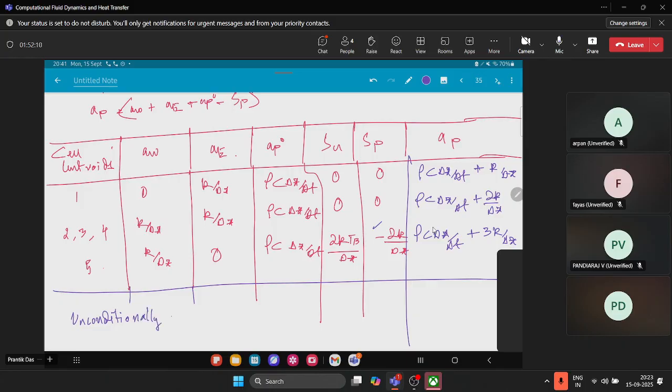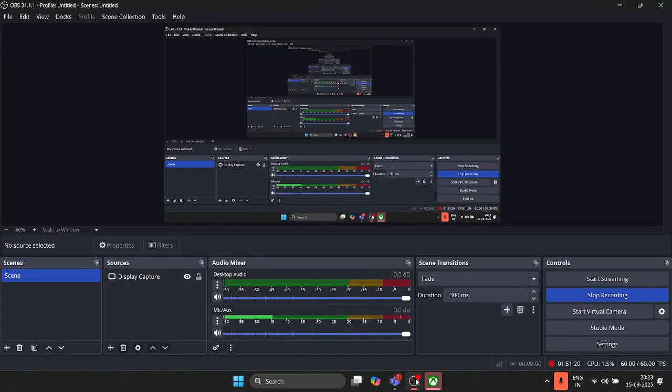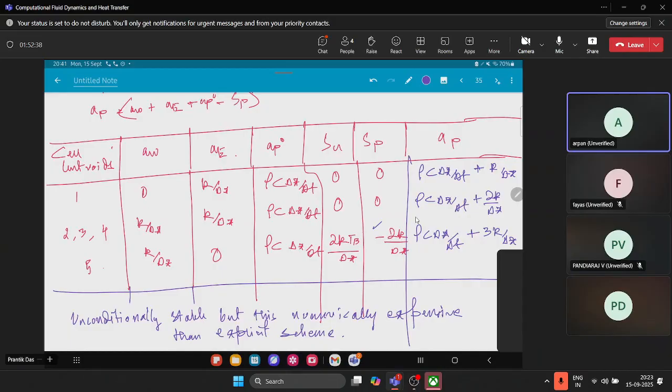But this is a bit numerically expensive than the explicit scheme, since we have to form a matrix. Okay. Is it clear to you? Yes, sir. Okay.